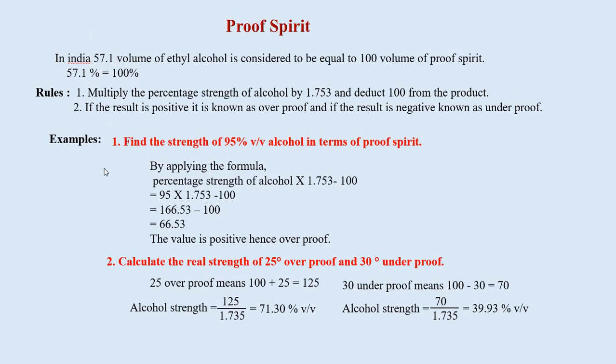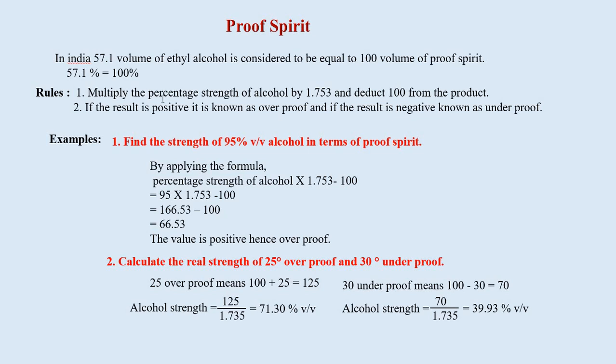It means that proof spirit is the aqueous solution containing 57.1% volume by volume of absolute alcohol. If any solution or alcohol is 57.1%, then it is considered 100% proof. With regard to that proof, we consider it as overproof or underproof, and that we have to calculate. This problem is asked in GPAT as well as NIPER. In that, two rules are there.